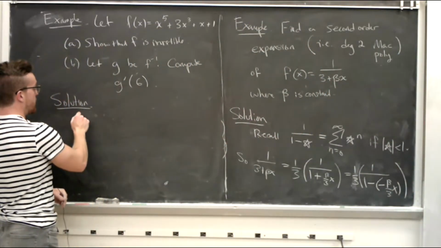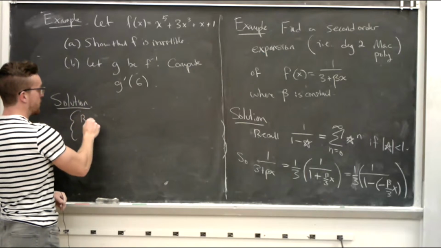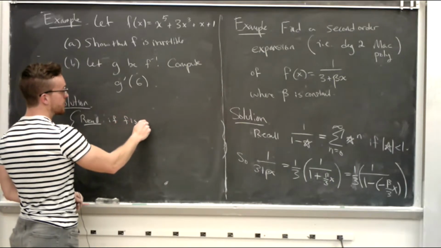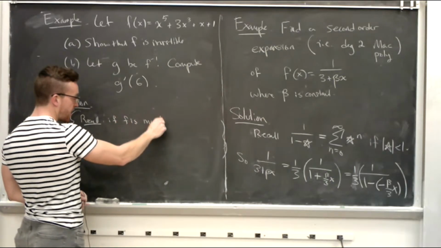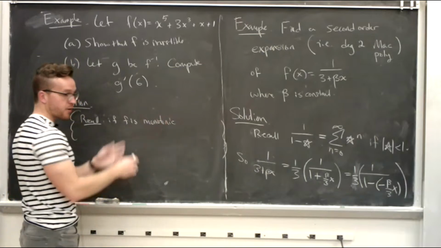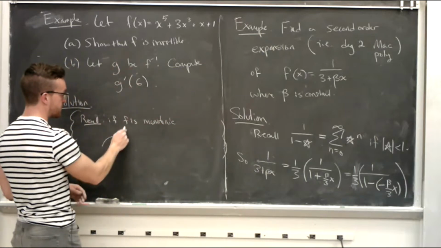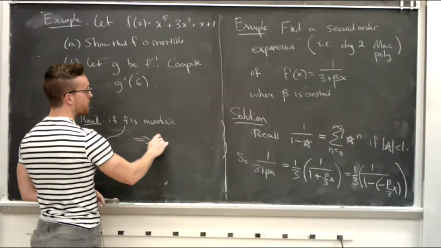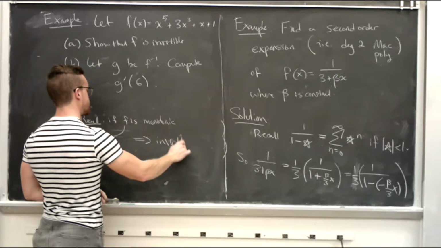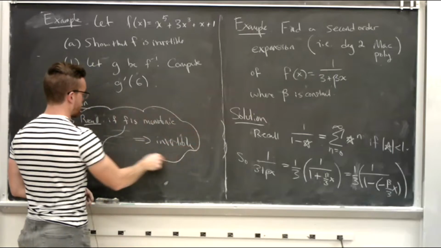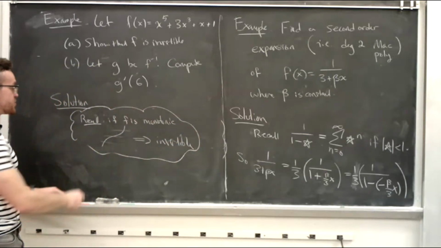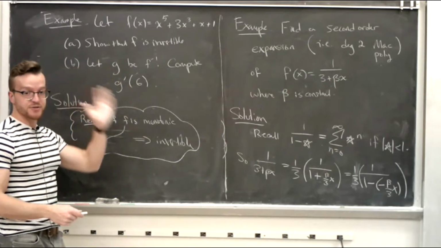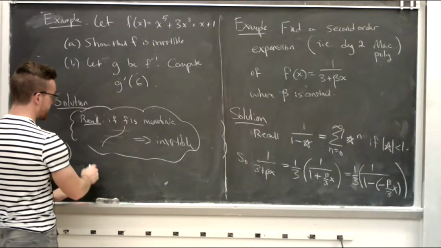So the thing to recall is that if f is, say, monotonic, which is just a stupid way to say it's always increasing or always decreasing, then it passes the horizontal line test, and therefore it's invertible. So this is what I want to show. How can I show that a function is increasing? We take its derivative and try to show that it's always positive or something like this.